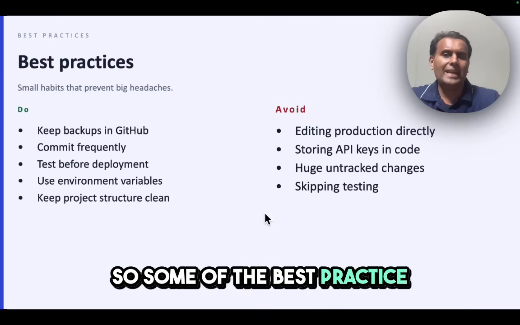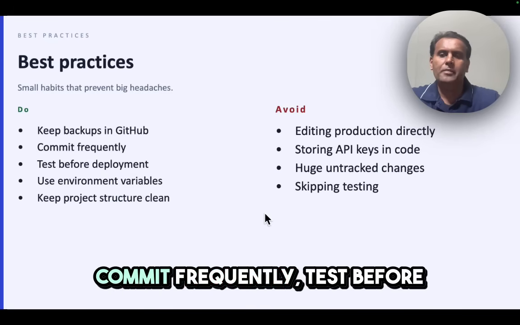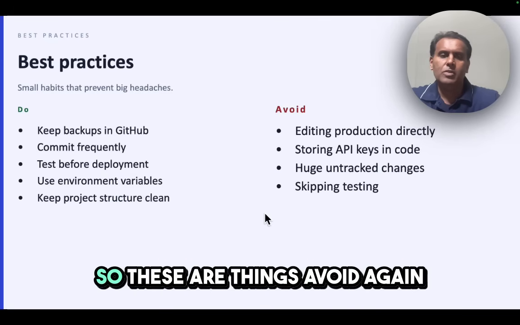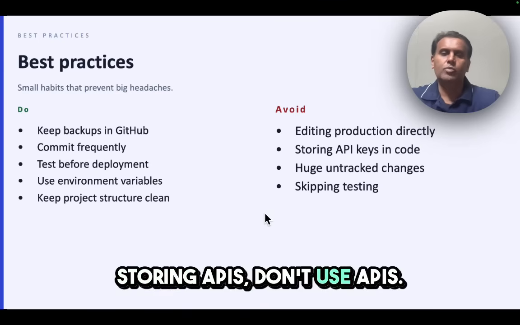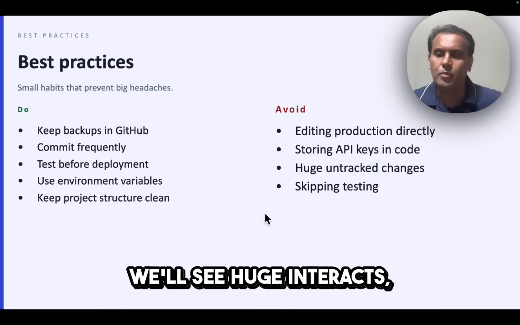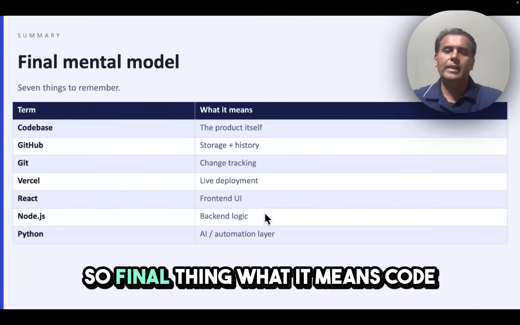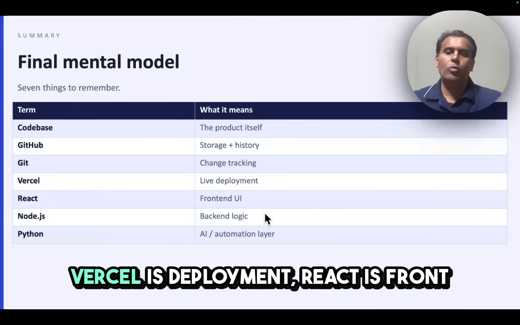Some of the best practices: keep backups always, commit frequently, test before deploying, and use environment variables. Things to avoid: do not change code by yourself, and don't store APIs in the code. That's again something we'll see in another video. Avoid huge commits, skipping testing, and all these things. Don't do that.